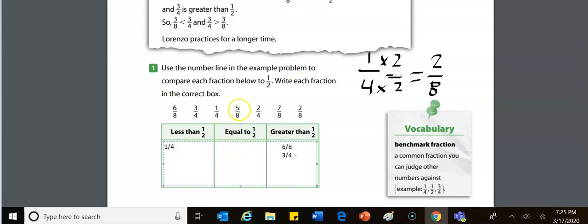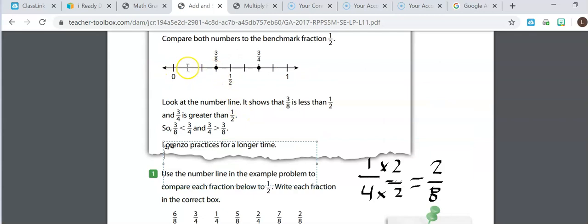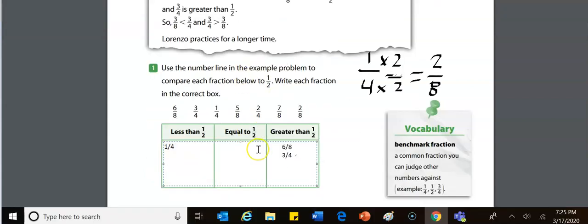Now let's go ahead and go to our next one. 5/8. Let's use our number line and count. 1, 2, 3, 4, 5. 5/8 is above 1/2, so that means it's greater than. So let's go ahead and write that in our greater than section.